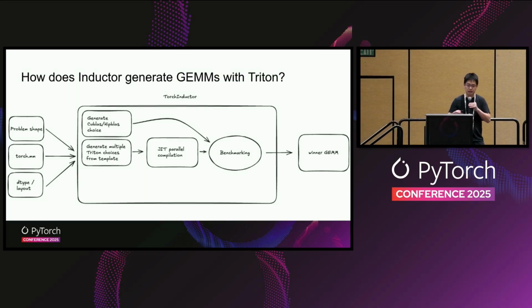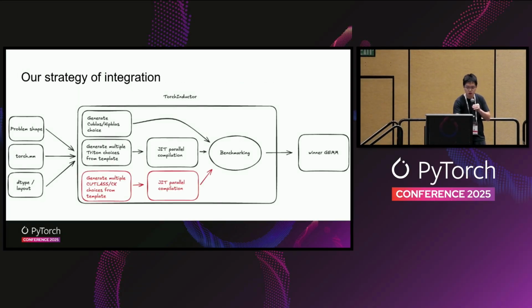So in other words, if we follow this pattern, all we need to do is, instead of generating templates for Triton, we just generate C++ code for CUTLASS and CK. Instead of compiling with the Triton compiler, we just-in-time compile them in parallel with NVCC or Clang, depending on which backend we are using. After that, we have a dozen choices. We're just going to benchmark them and figure out what is the best gem to use for our problem shape.